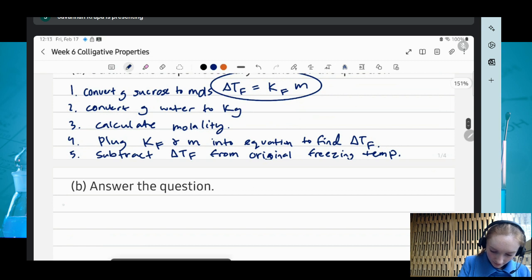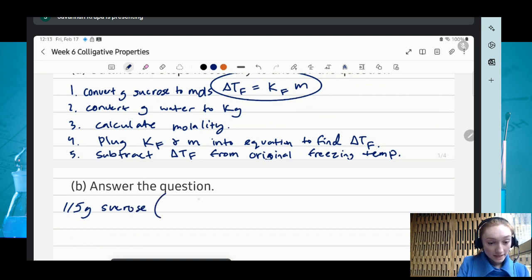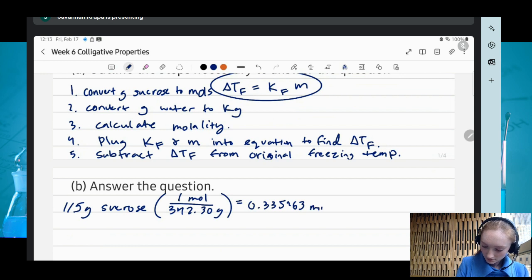So we need to convert the grams of sucrose, so 115 grams from the problem. And the molar mass of this is going to be 1 mole equal to 342.30 grams, which will give us 0.335963 moles. There we go. And so now we completed step 1.